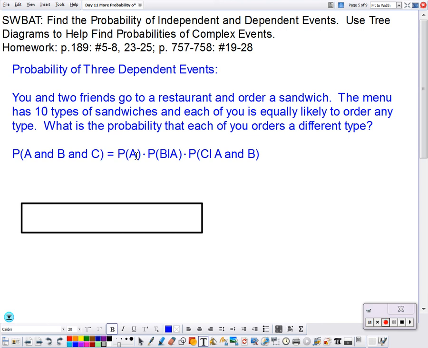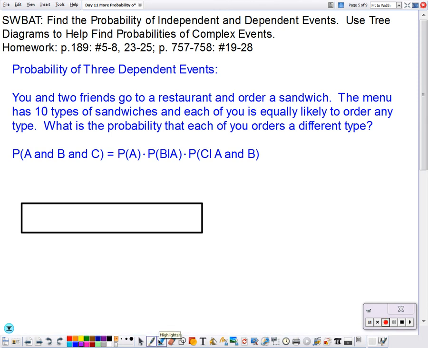So the first person orders. Then the second person orders, given that the first person has ordered. Then the third person orders, given that the first two have ordered. So person A goes to the counter, says, I want a sandwich. They have 10 sandwiches to pick from. So the probability of their order, because they have any type they want, is, where's my pen? The probability for person number 1, there are 10 choices on the menu. And they have a 10 out of 10 chance. So they're going to order something. Now, let's say they get turkey.